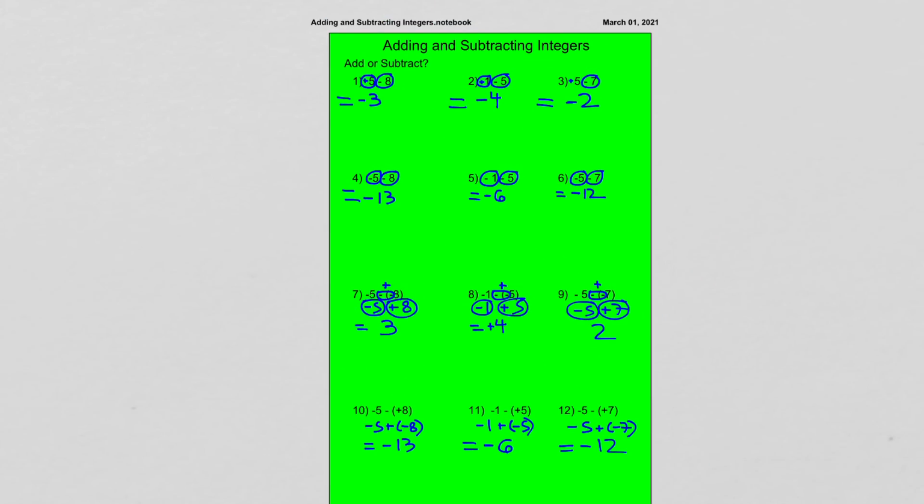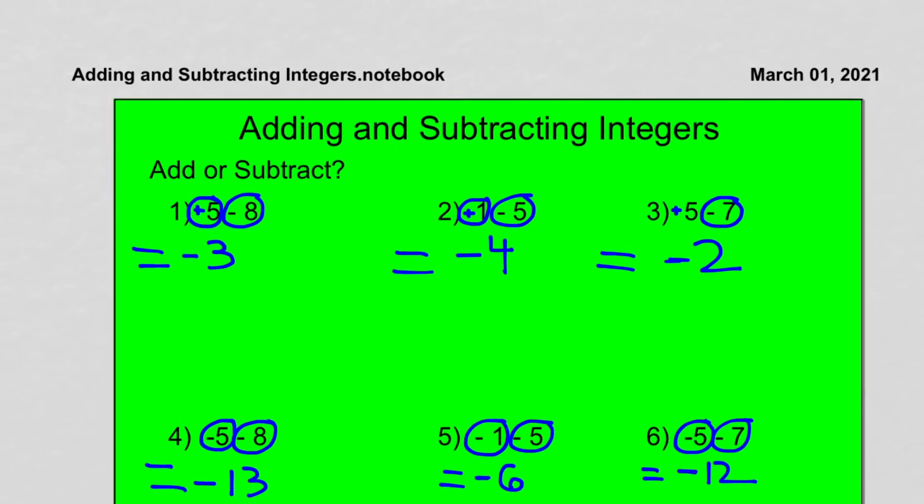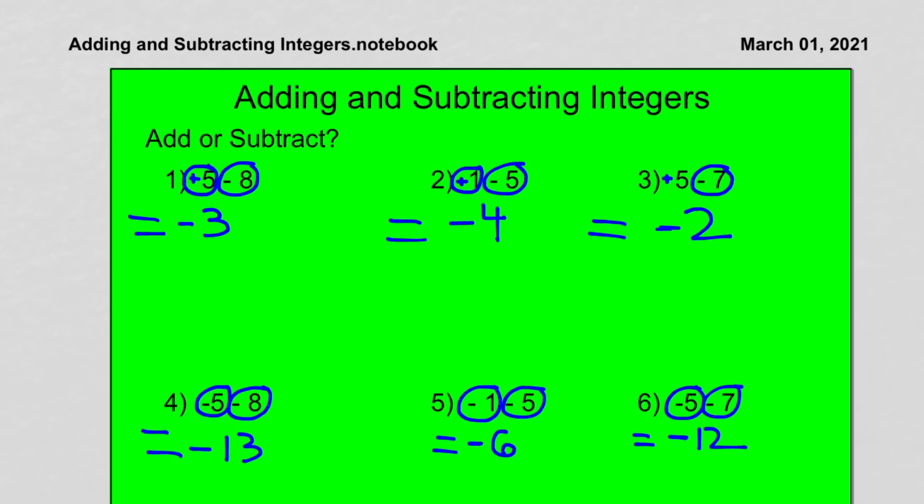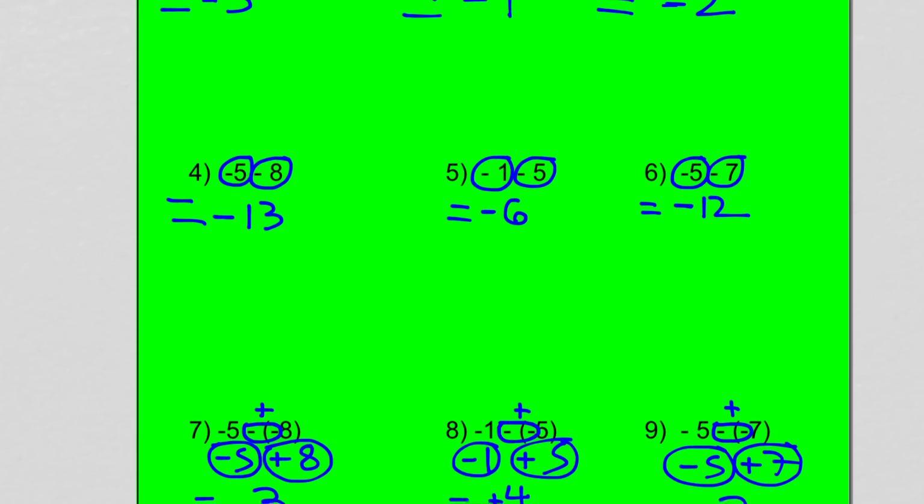So look at each group of questions. Okay, right here in the top three, it was a positive and a negative together, so the signs were different, so we were subtracting. We had more negatives, so the answer was negative. This one, 4 to 6, both signs were the same. We had a negative 5 and a negative 8, a negative 1, a negative 5, so we add them and use the negative sign.